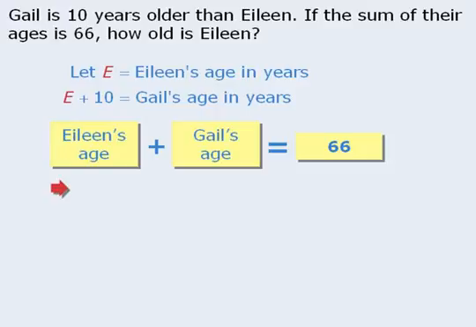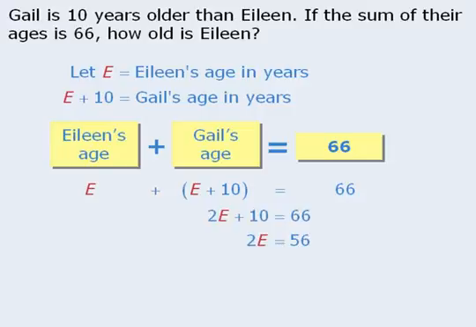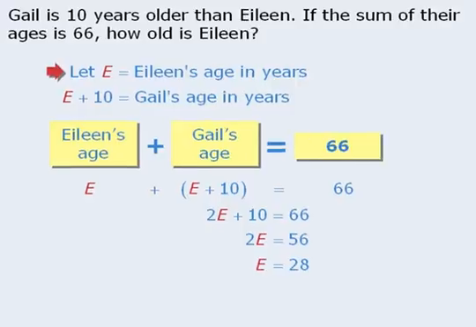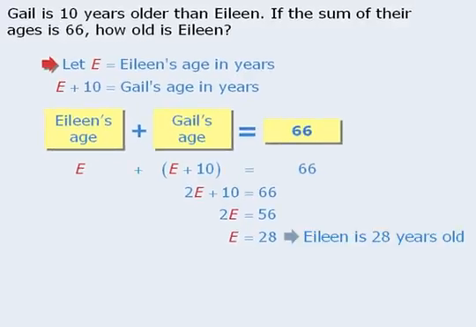At this point, we can write an algebraic equation. We can write Eileen's age, e, plus Gail's age, e plus 10, is equal to 66. All we need to do now is solve the equation for e. First, we can simplify the left-hand side here. Then we will subtract 10 from both sides, and then divide both sides by 2 to get e equals 28. Since e represents Eileen's age, we know that Eileen is 28 years old. Also, since e plus 10 represents Gail's age, we know that Gail is 38 years old.